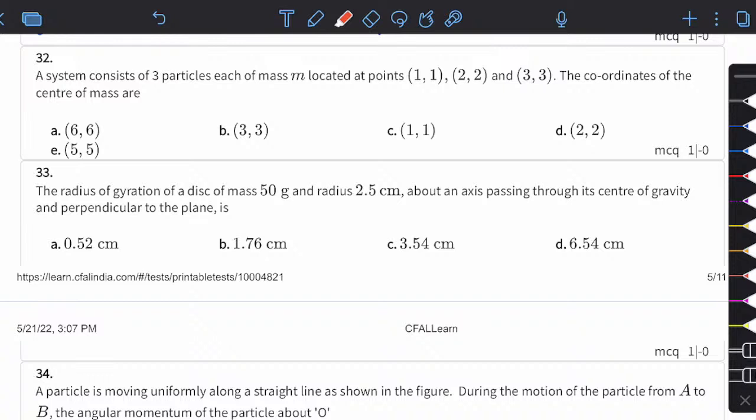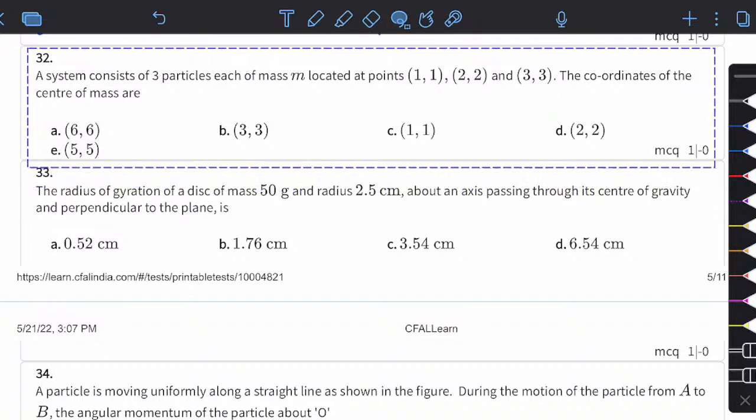Now let's use the formula that I gave you earlier to find the answer to the 32nd question. A system consists of 3 particles, each of mass m, located at points. So the masses are given, points are given. What are the coordinates of the center of mass? Okay. So let me move this to a different page.